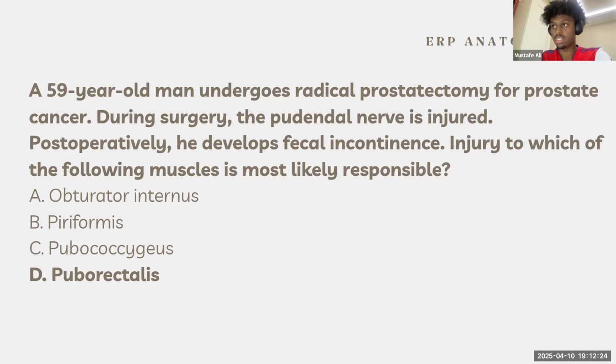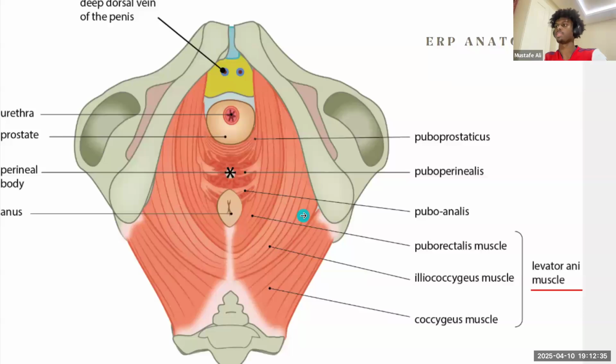The next part of the question is that he develops fecal incontinence. The muscle that is more involved in fecal incontinence out of these two, choices C and D, is the puborectalis. Now, this picture basically shows the muscles of the pelvic floor. The puborectalis is part of a group of muscles known as the levator ani, and they consist of three muscles: the puborectalis, the iliococcygeus, and the pubococcygeus.